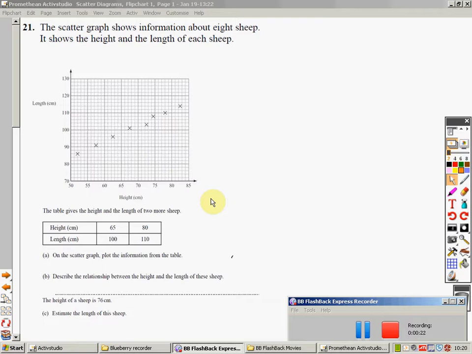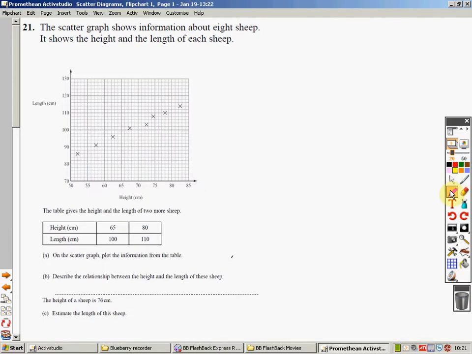First of all, the scatter graph, and there's the big tip there with the word scatter graph, shows information about each sheep. It shows the height and length of each sheep. And you would have seen lots of times in lessons this type of graph. The table gives the height and length of two more sheep. On the scatter graph, plot the information from the table.